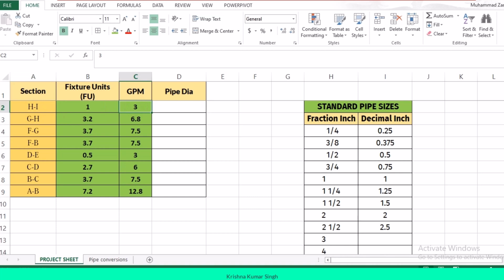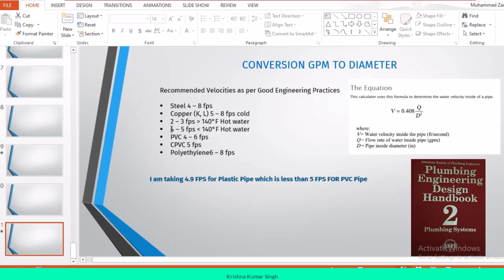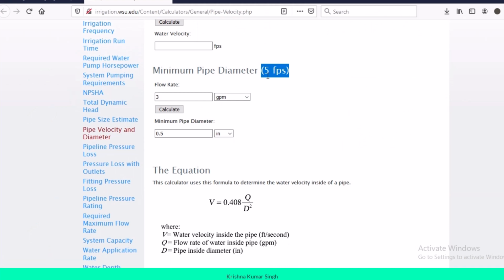So what will be the pipe diameter? 3 GPM. Velocity, it already assumes 5 fps, not greater than 5 fps. As you know, in case of plastic pipe, PVC pipe, the velocity must be between 4 to 6 fps, so I am taking 5 fps. You can use 4.9 in manual calculation, but as it is an online calculator, by default it is taking 5 fps. It is also correct, not greater than 5. So after putting 3 GPM, it will give you 0.5 inches.